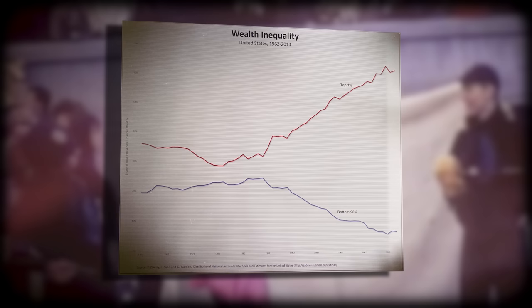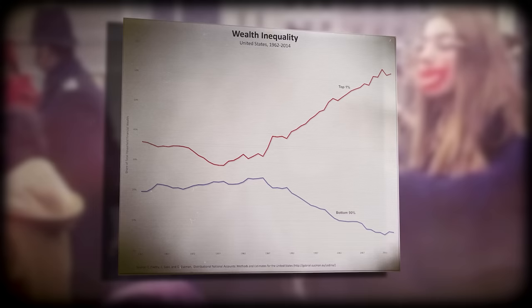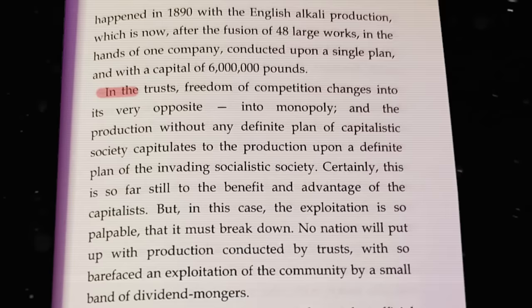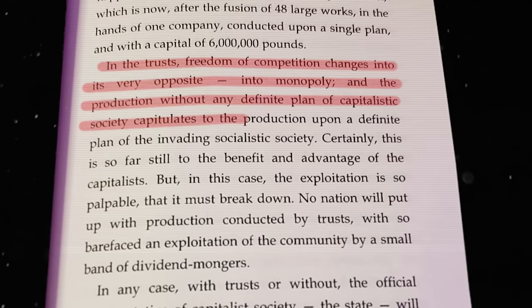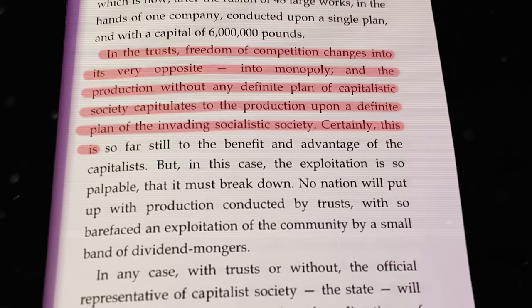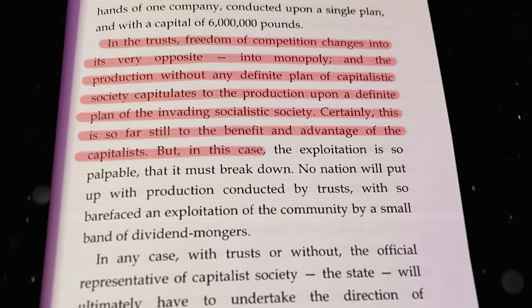Where corporations and industry merge together as trust to survive. In the trust, freedom of competition changes into its very opposite, into monopoly, and the production without any definite plan of capitalistic society capitulates to the production upon a definite plan of the invading socialistic society. Certainly, this is so far still to the benefit and advantage of the capitalist, but in this case, the exploitation is so palpable that it must break down.